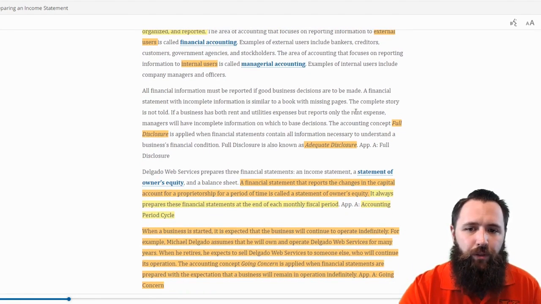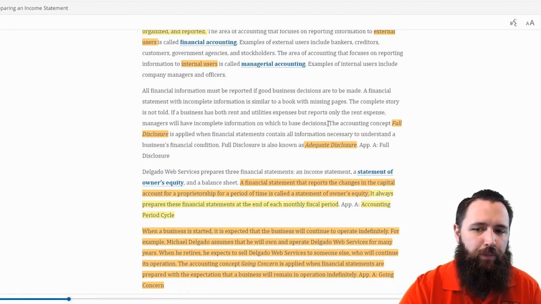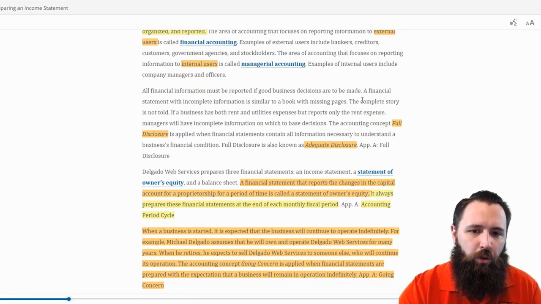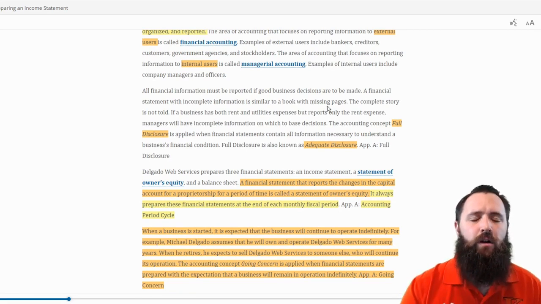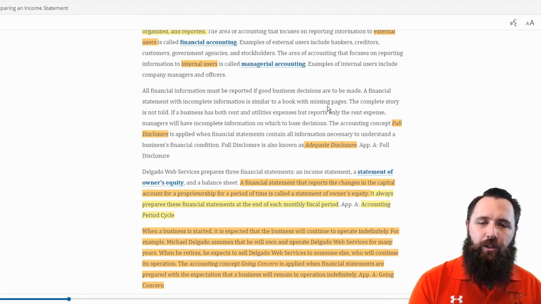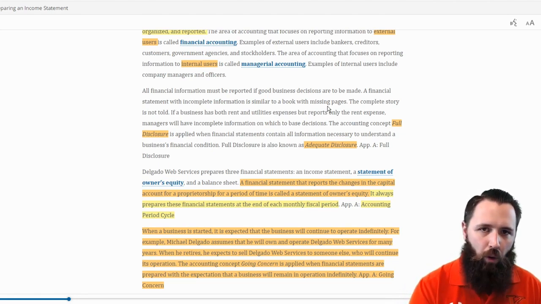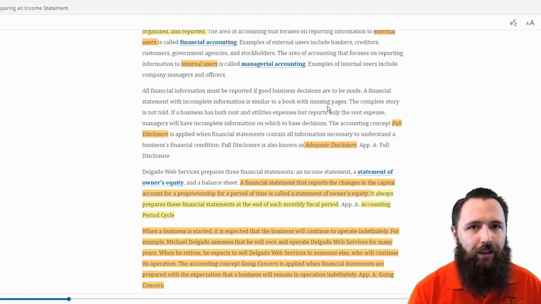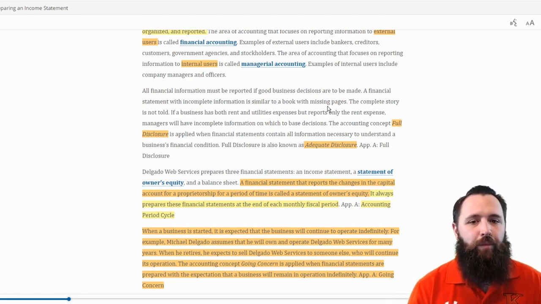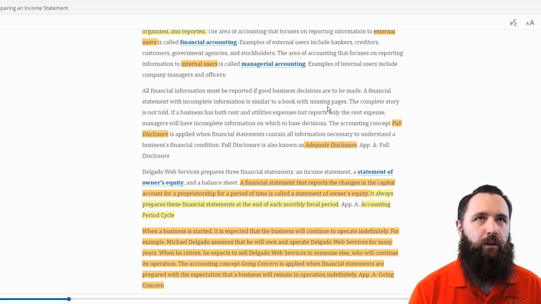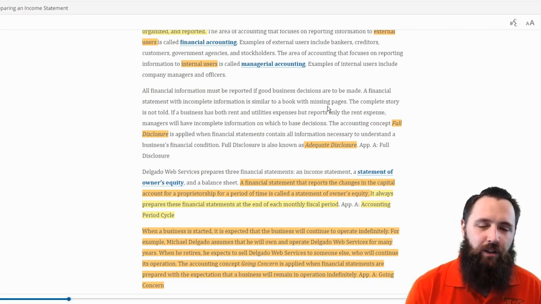And they go through a couple different GAAP terms, and they talk about full disclosure or adequate disclosure. What that really means is all financial information must be reported. You can't hide anything. You can't say, all right, I'm going to put in the payroll expenses, but I'm not going to record any rent expense. I'm just not going to do it. No, everything needs to be reported.